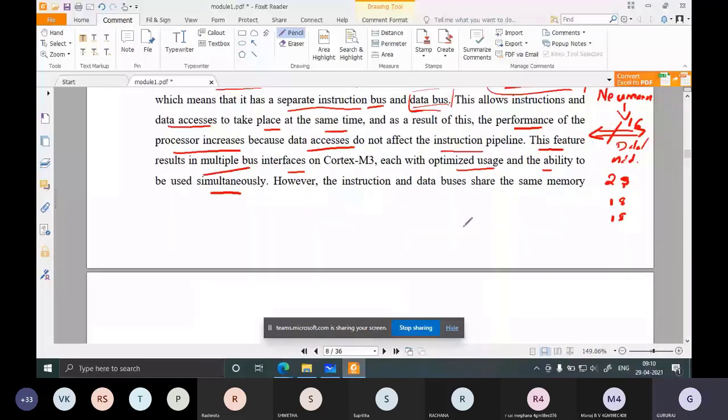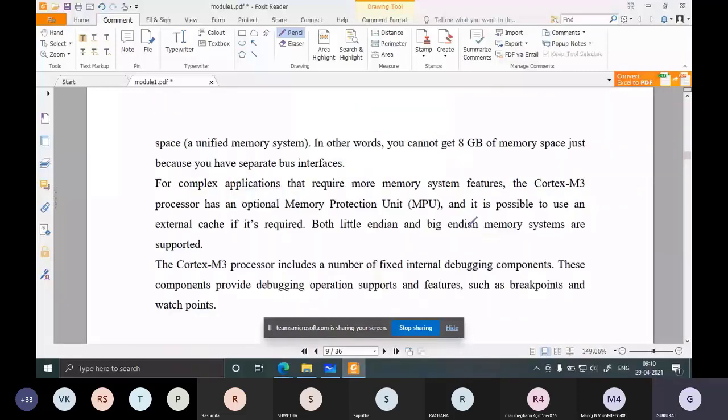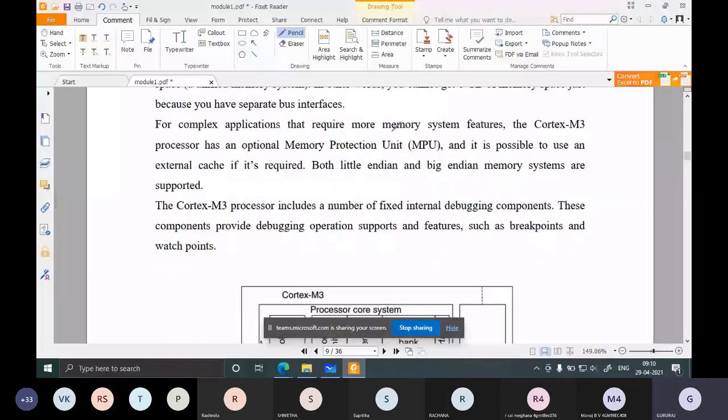Next, for complex applications that require more memory system features, the Cortex M3 also has an optional memory protection unit. Optional means in some applications this MPU may exist, or in some applications it may not exist. It depends on the application.